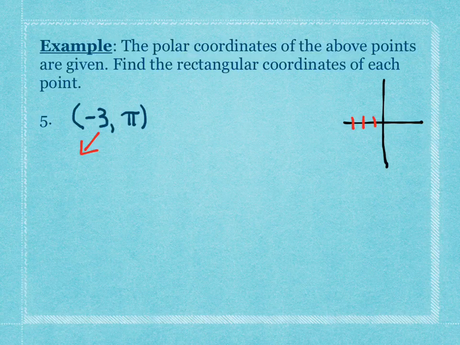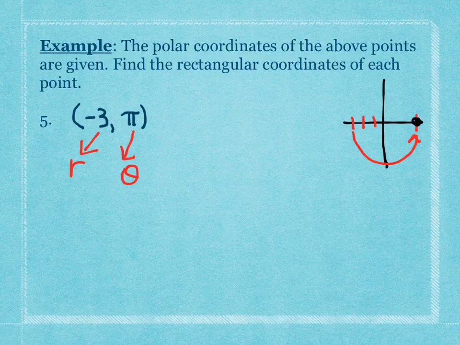In fact, this point should look familiar. We saw it last class. And then we move in the positive direction, because this is r and this is theta, and the angle theta is positive. We find out that our point is actually here. What is the ordered pair in rectangular coordinates for that point? It's actually 3, 0, where 3 is x and 0 is y.